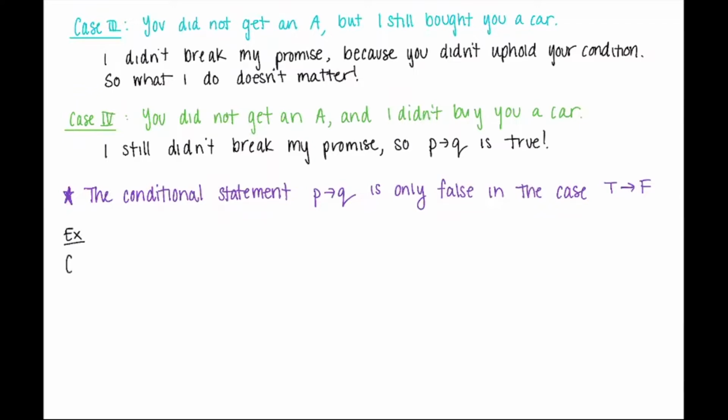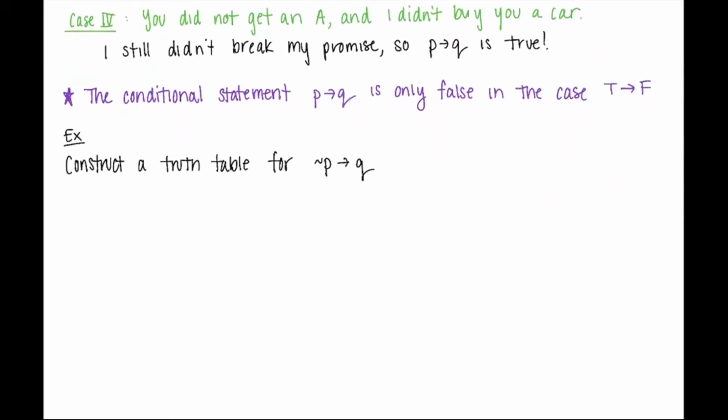So we're going to construct a truth table for not P, then Q. Okay. So still at the start, I have P, I have Q. I've got 4 possibilities for their combinations.